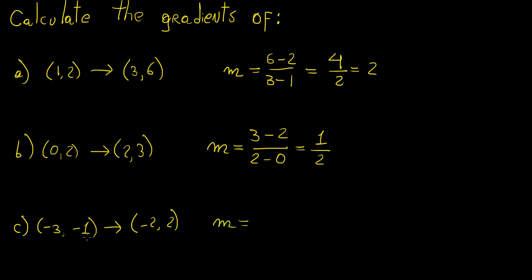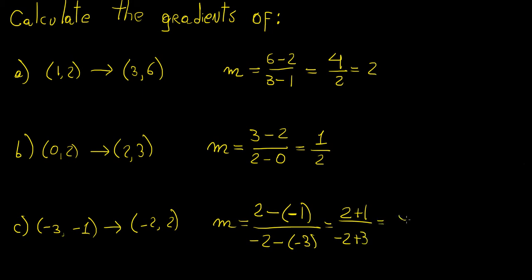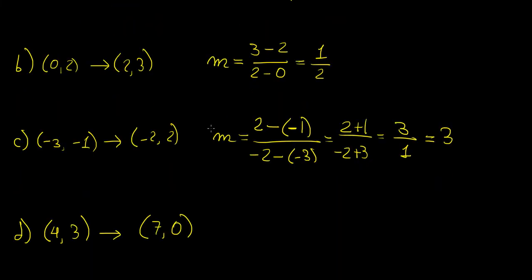For this one here, we have 2 minus, and this is negative, so that's quite important. That's going to be minus 1. And in the bottom, we have minus 2 minus minus 3. So we have 2 plus 1. This becomes positive, so that's minus 2 plus 3. And then we have 3 divided by 1. So the gradient is going to be 3. And you can check that that's correct by doing it the other way around, so doing the second point minus the first and so on.